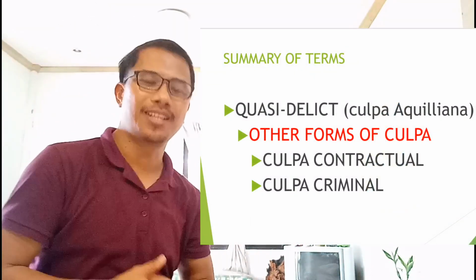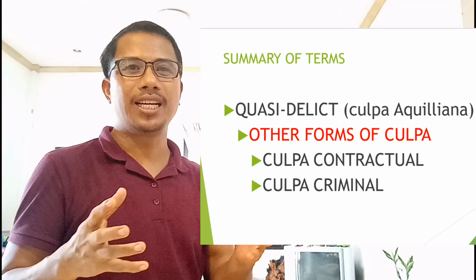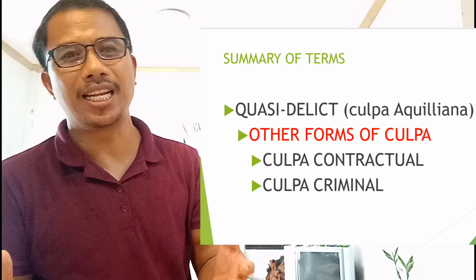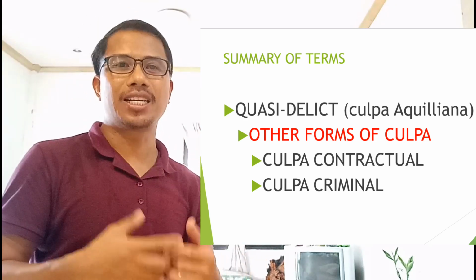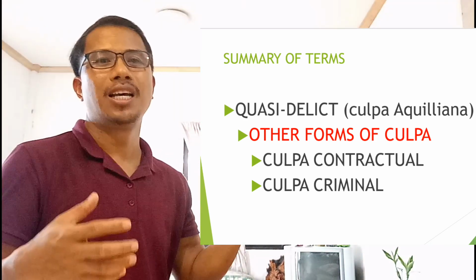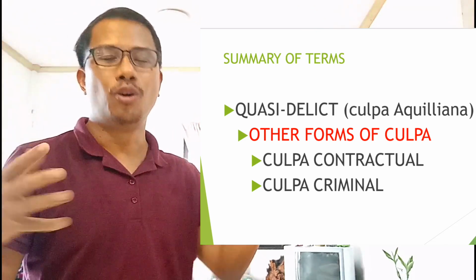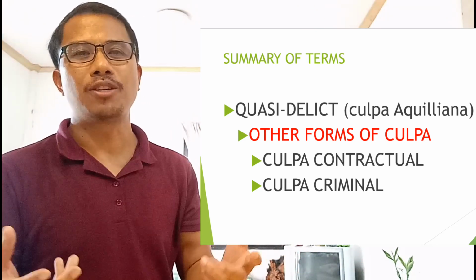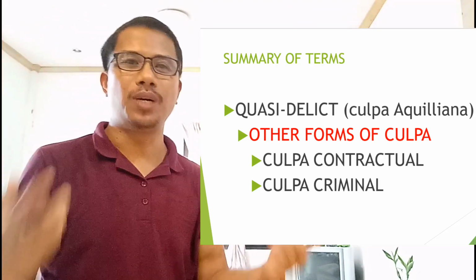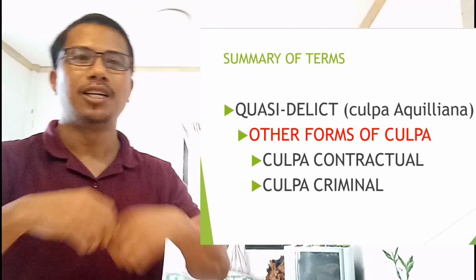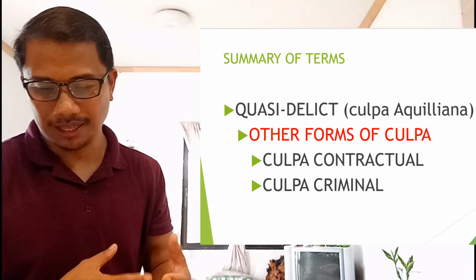Let's go to quasi-delict. Okay. Quasi-delict is what we call culpa aquiliana or civil negligence. There are other kinds of negligence. These are contractual negligence, or what we call culpa contractual, and criminal negligence, or what is otherwise known as culpa criminal.